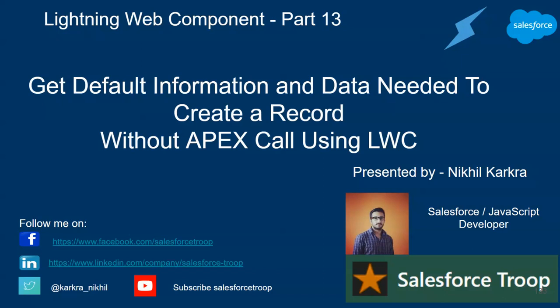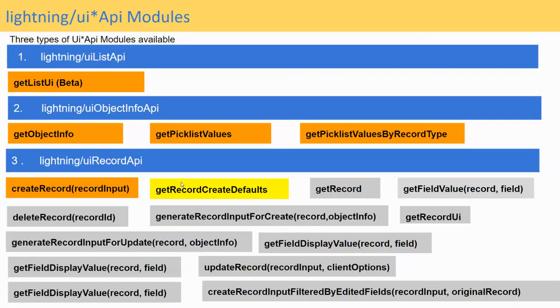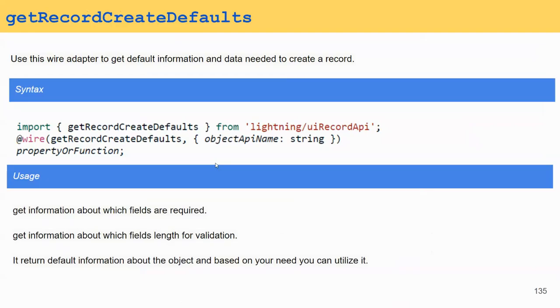And today's topic is how to get default information or data needed to create a record without an Apex call using LWC. So till now we have covered different types of adapters, and we have reached the uiRecordAPI, in which today we're going to discuss the getRecordCreateDefaults adapter. So let's see what this adapter does. The adapter getRecordCreateDefaults we use to get the default information or data needed to create a record.